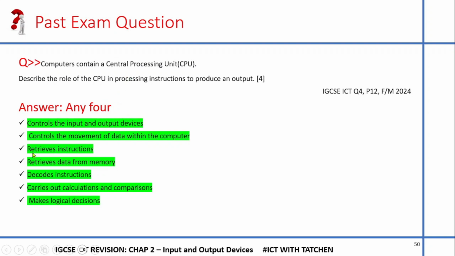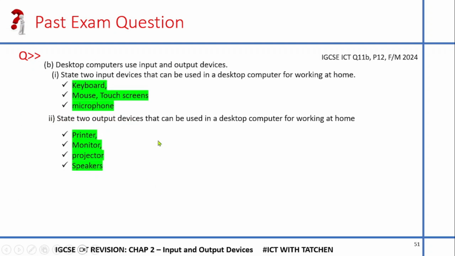processing. It also retrieves instructions. So when you give it instructions, it goes to retrieve instructions for a program that is being executed, it retrieves data from memory. It also decodes this instruction. So when it retrieves, it decodes, and when it decodes, it carries out necessary calculations and comparisons if needed. It also makes logical decisions. So there are a lot of points you could give, but you need just 4.